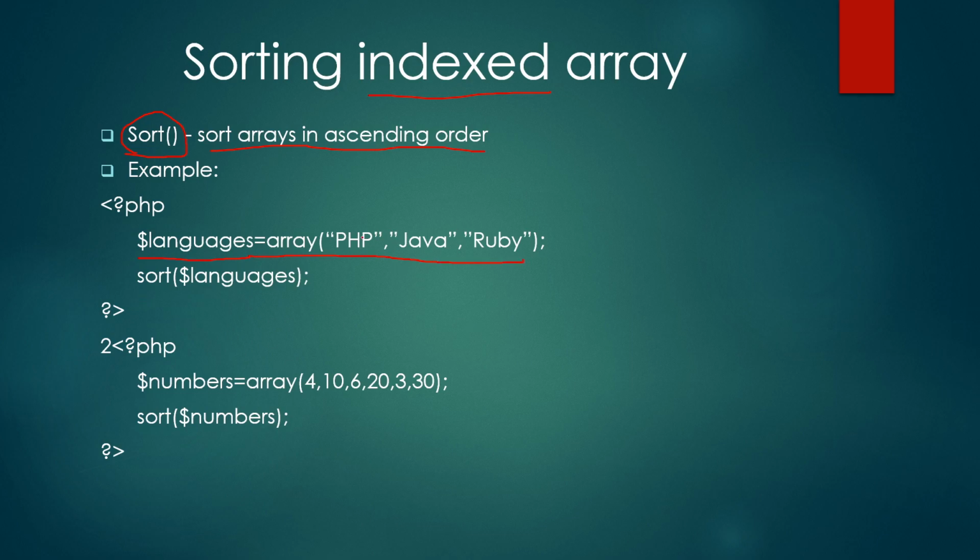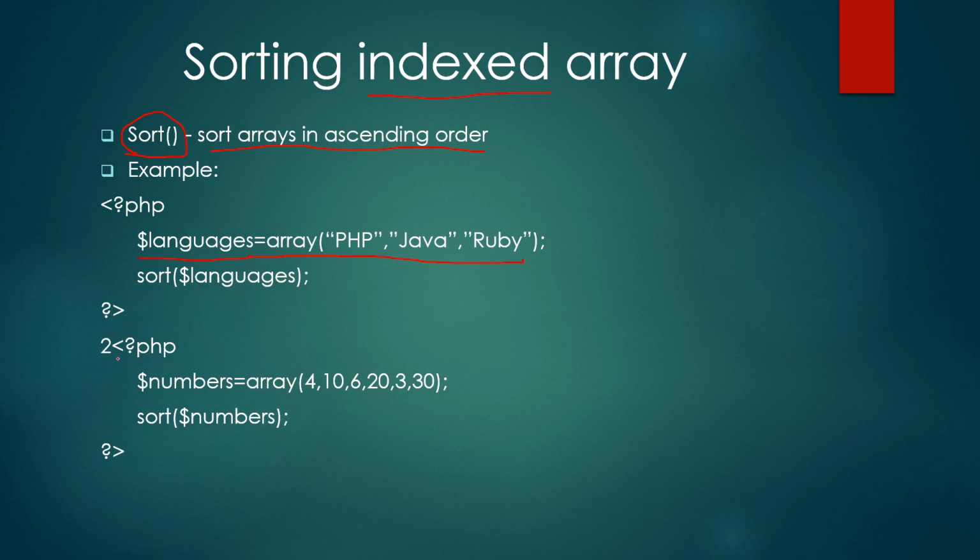In this case, the first letter of every word will be sorted in ascending order. So first Java will be printed because J comes first alphabetically, and then PHP will be printed because P comes before R, and then at last Ruby will be printed. So it will sort the array in ascending order.